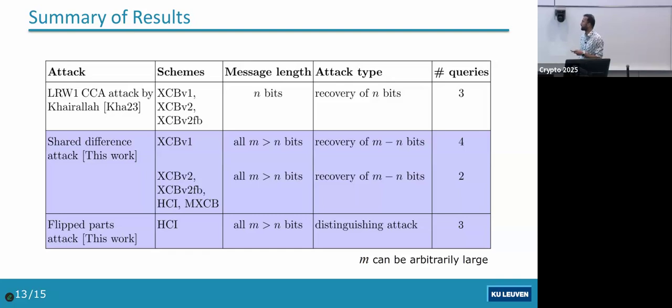In this work, we also showed another attack called the flip-part attack, which does not exploit the separable property. This means this attack is still applicable if you use an inseparable hash function. Even if you replace the polynomial hash with something else, like a cryptographic hash function, you will still have this attack.